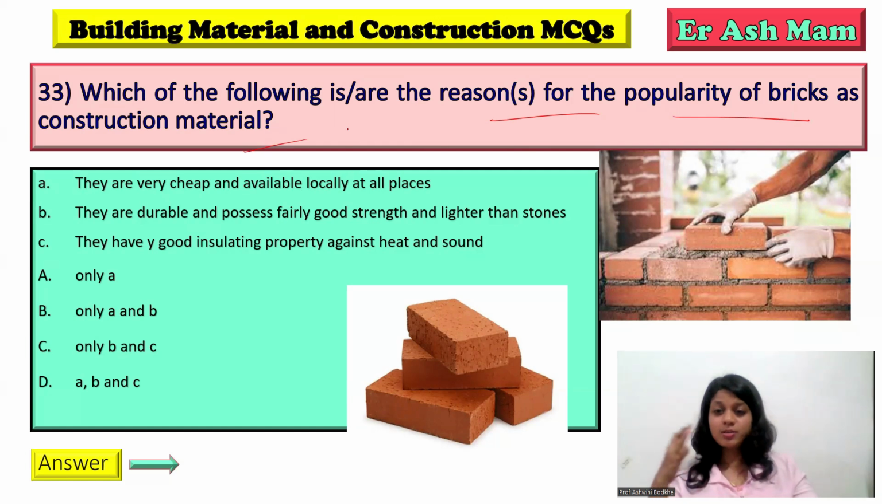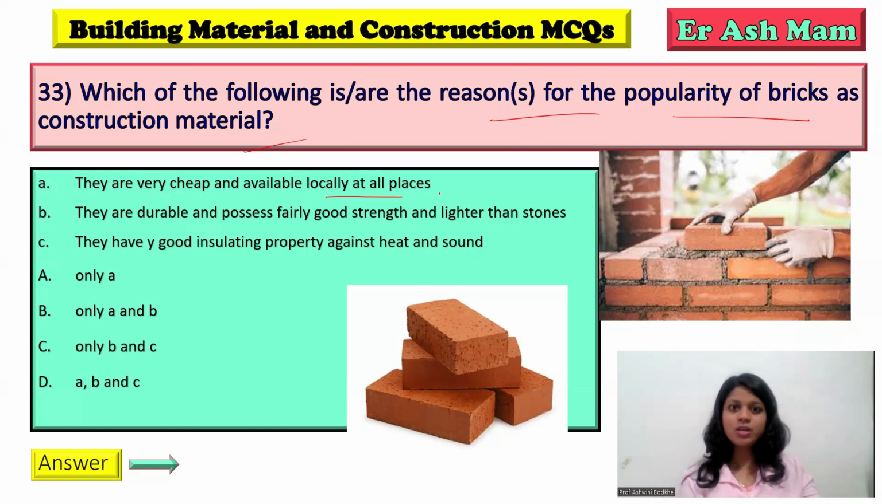We know that bricks are more popular as a construction material because they are very cheap and available locally at all places. First is correct, because they are cheap. They are durable and possess fairly good strength and lighter than stones. Correct. They are lighter than stones.